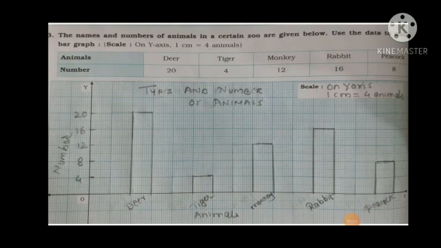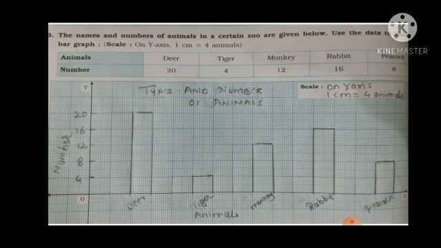Children, let's discuss some examples from practice set 19 from your textbook. Be ready with your textbooks in your hand. The names and numbers of animals in a certain zoo are given below. Use the data to make a bar graph. Children, you all can see the animals and its numbers are given in the table. You have to prepare the bar graph.